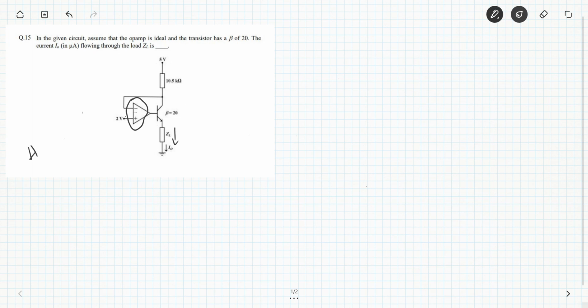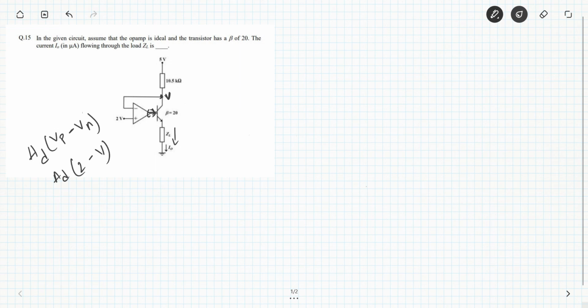Assuming the op amp has a differential gain of AD, the differential voltage will be the non-inverting terminal voltage minus the inverting terminal voltage. In this case, it's AD times the non-inverting terminal's voltage of 2 volts minus the inverting terminal's voltage. Let's call it V. Okay, so let's assume that the output voltage of the op amp is increasing.